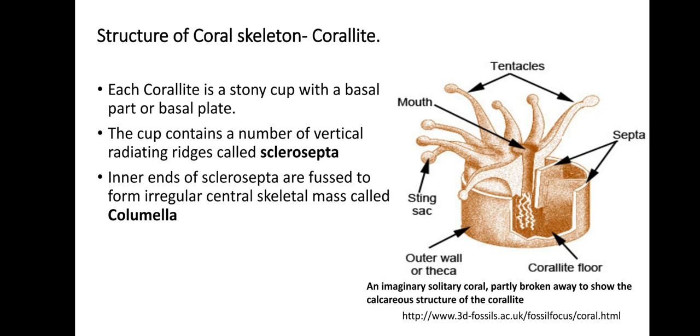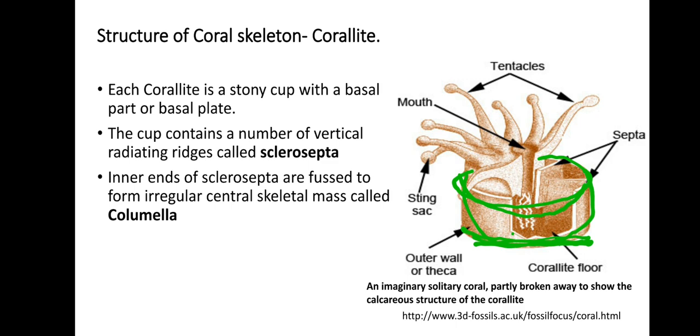Now, if you take one such house of one polyp or one individual, which is like a stony cup, it will have a basal plate, a plate at the base. Then it is surrounded by the wall, you see here. This wall is called a theca. It is cup-like, so this wall is called a theca. There is a basal plate and then there is a wall, and that wall is called theca.